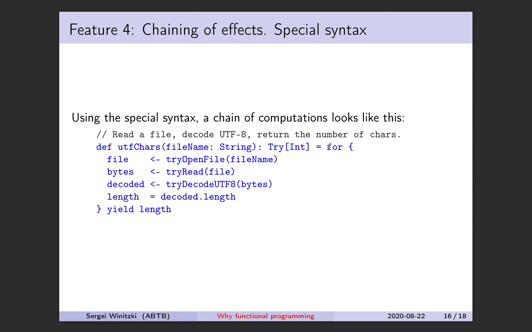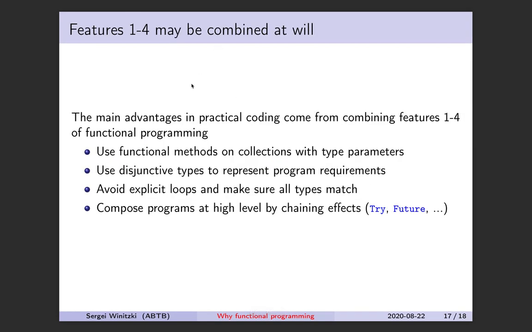Although this feature is so useful, it is kind of difficult to learn initially for programmers who never saw this kind of style of coding. This style of coding requires some learning, but it has significant advantages. And so this is the fourth feature of functional programming. All of these features can be combined in any way you want. And the main advantages of functional programming come from combining them.